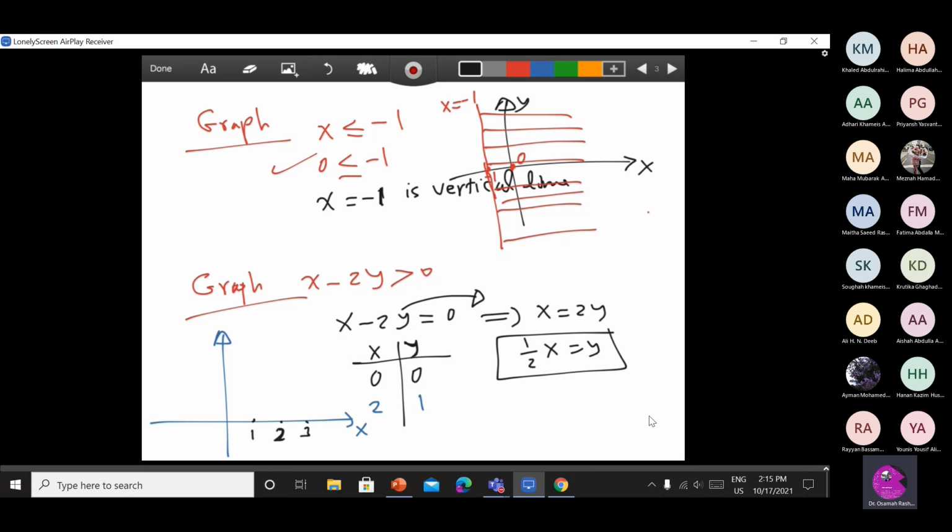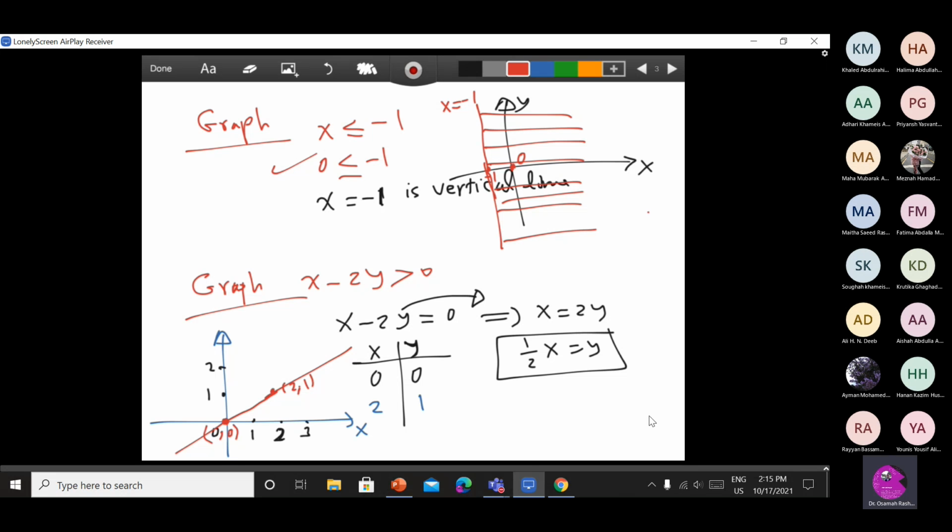Y is 0 and 1. Where is my 2 point? 0 and 0. This is 0 and 0. Where is the other point? 2 and 1. I take 2 and 1. This is 2 and 1, and this is 0 and 0. Okay, now I link these 2 points together and I can extend it.